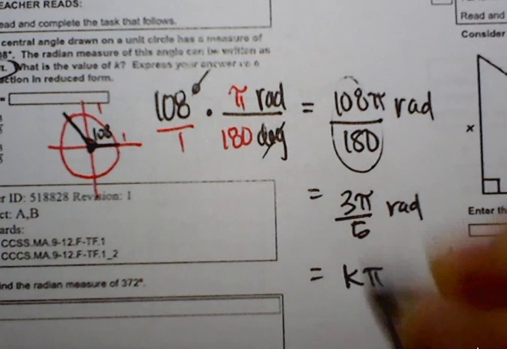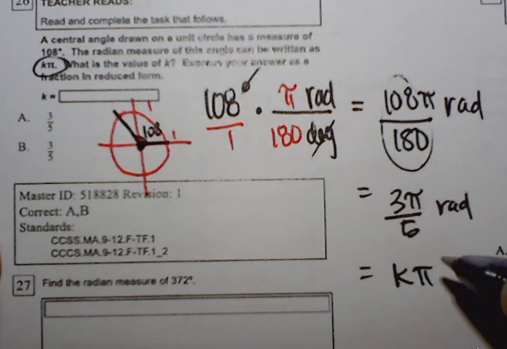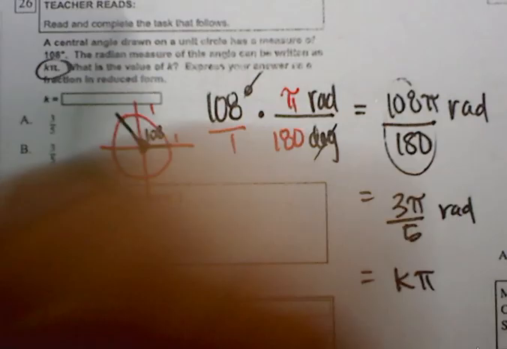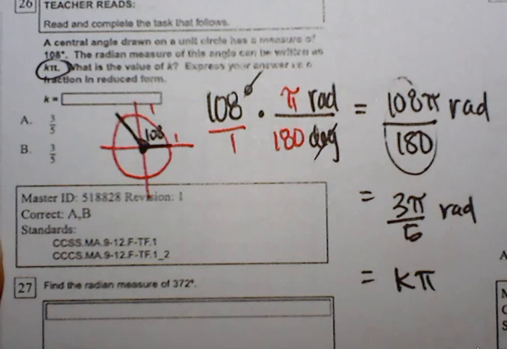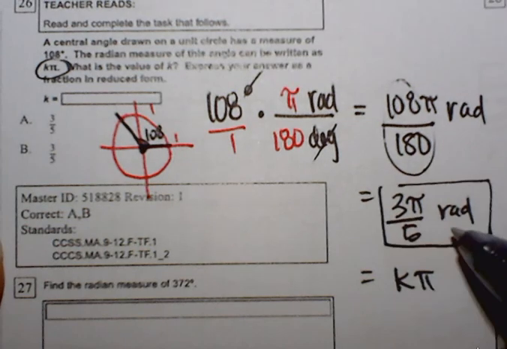Get it? If I ask it to you like this, if I just ask you for radians, you have to leave the pi there. Do you get the difference? If I ask you what is the radians, you say 3 pi over 5. If I say what is k, then you give me 3 over 5. Because on the test, it might not be like this, so read carefully.